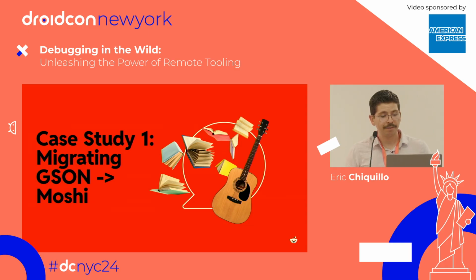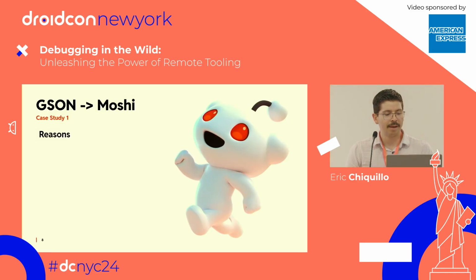And I'll spend the remainder of the slide, or my deck, talking about ways where I thought it was working locally, but it actually didn't, and then give tips and tricks on how to debug this stuff remotely. So first, JSON to Moshi.